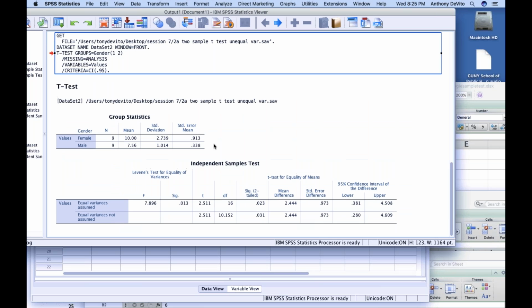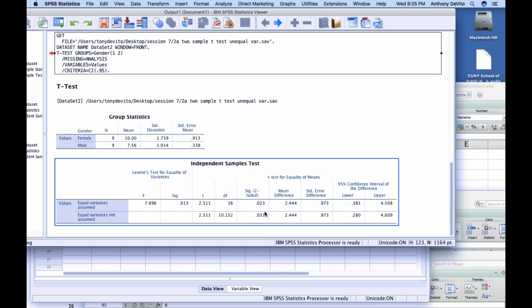But despite that being a bigger number, what's my significance? What's my probability of being wrong if I reject my null hypothesis? I'm not going to bother looking this up on the t-table. I'm just going to go straight here.